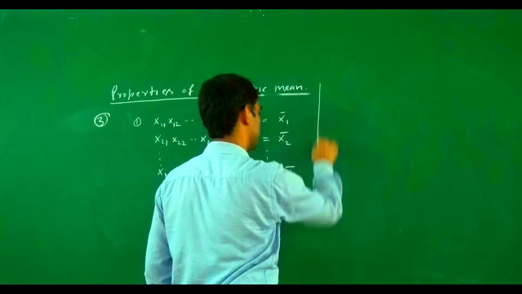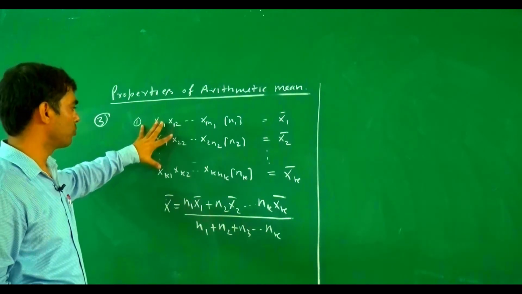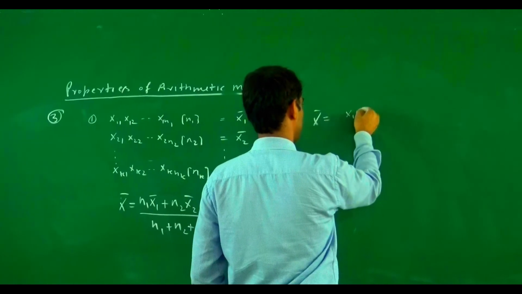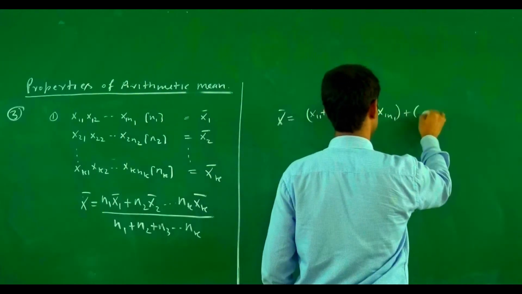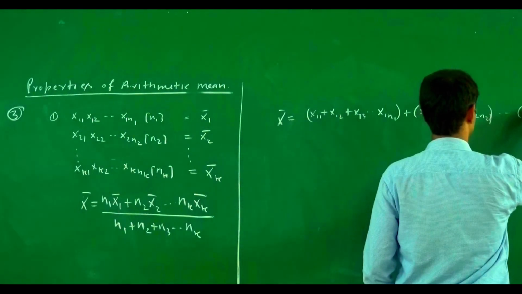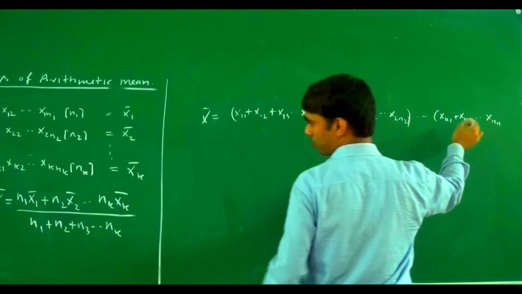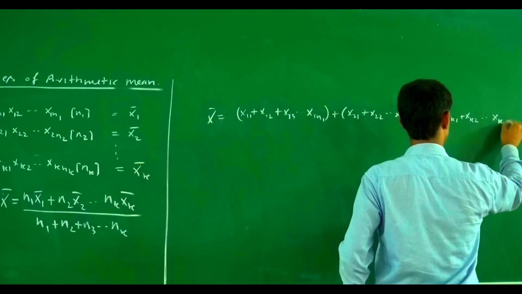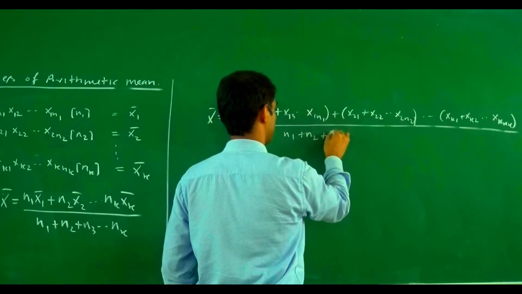How do we prove this? The proof is very simple. If you find the composite mean by the definition of arithmetic mean, x bar equals the sum: x11 plus x12 up to x1n1, which is the first series, plus x21 plus x22 up to x2n2, and the last one xk1 plus xk2 up to xknk, divided by the total number of observations, n1 plus n2 plus n3 up to nk.